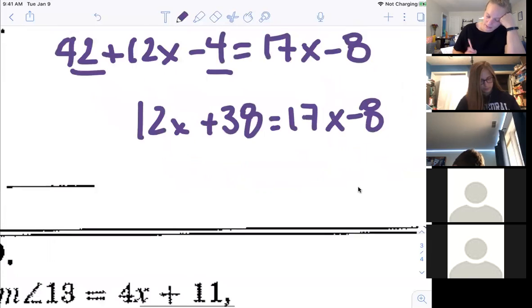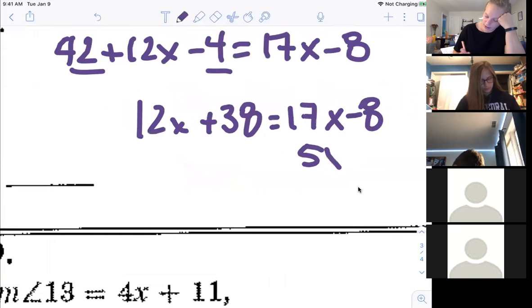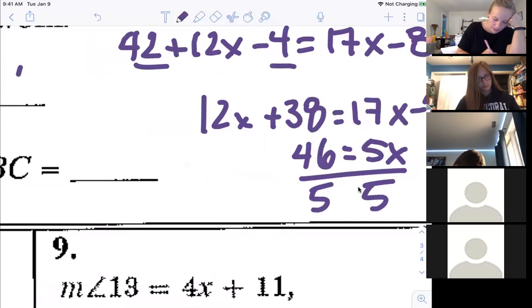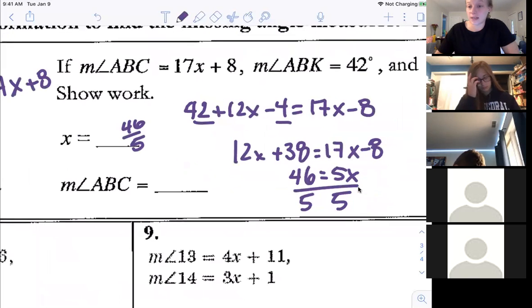So that gives me 12x plus 38 equals 17x minus 8. I would minus my 12x from both sides to get 5x. And then I'd minus 8 to get 46. That's kind of ugly. I hope I did that math right. And then I divide by 5. It looks like I got a decimal. That's okay. The most important thing is that we could set it up.